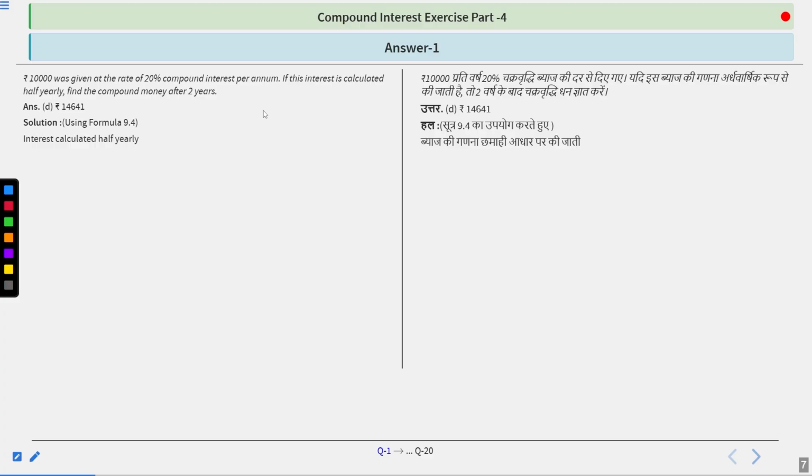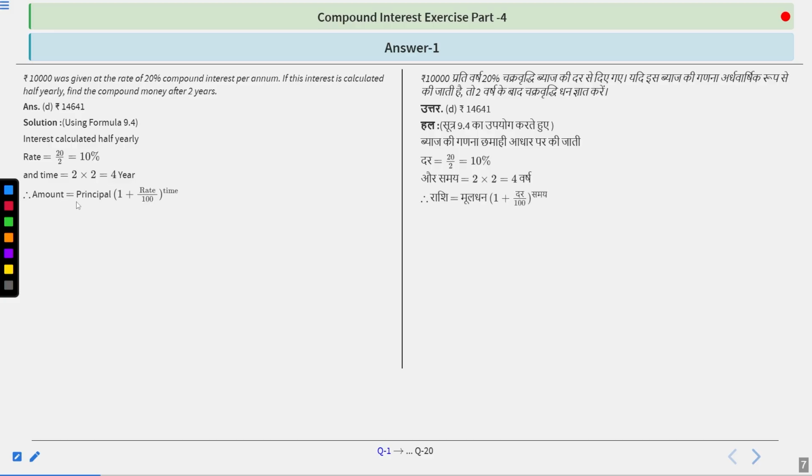Interest is calculated half yearly. So if interest is calculated half yearly, then rate is going to be half, that is 20 upon 2 is equal to 10%. And time is going to be equal to 2 into 2, that is equal to 4 years. Because time was 2 years already given in the question, but we have to calculate the interest half yearly. So it is going to be twice, that is 4 half years.